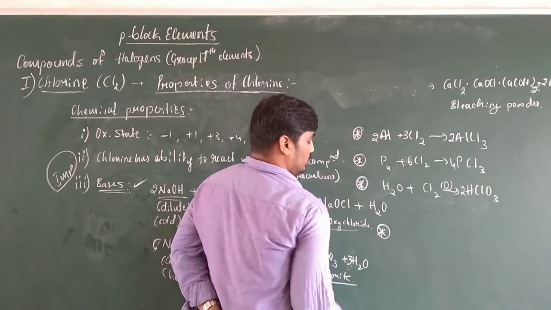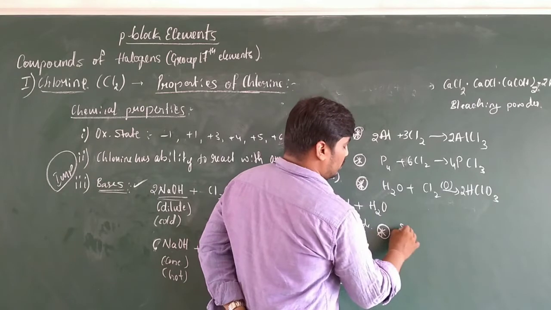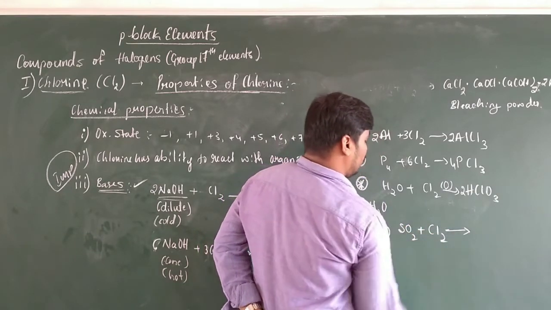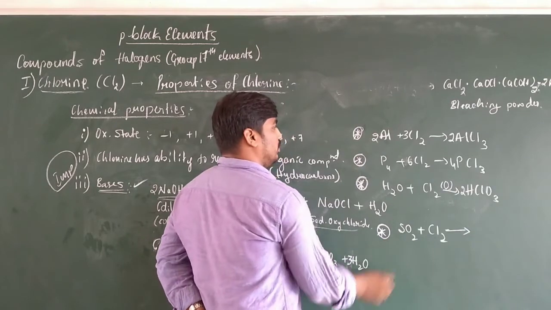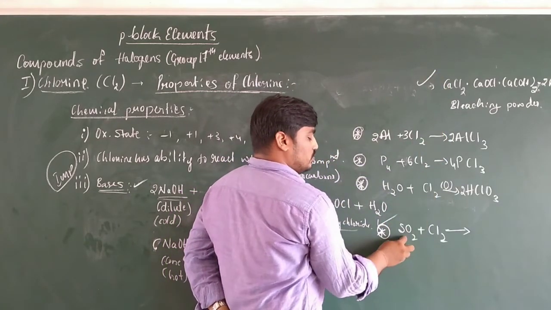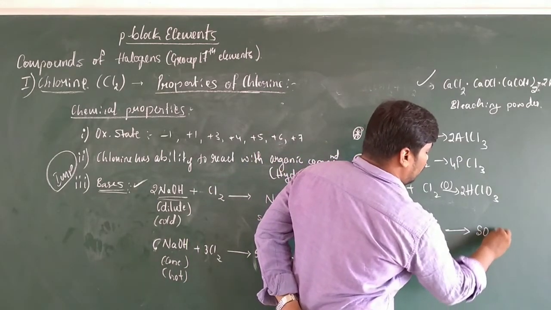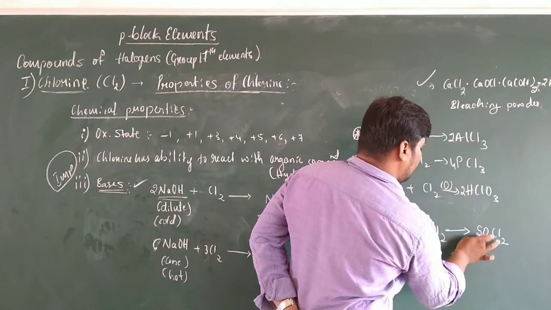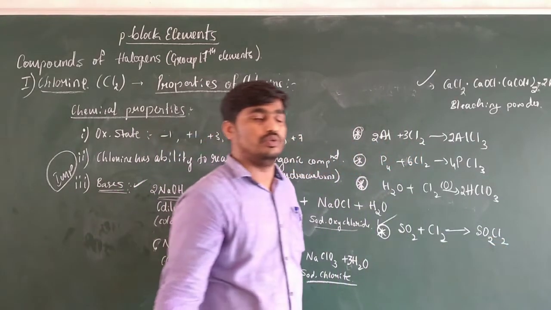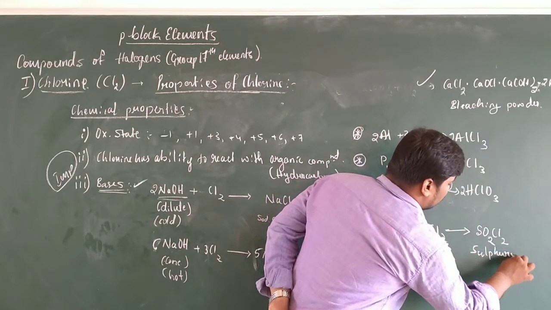Next, chlorine reacts with sulfur dioxide. It is important, please note it down. This reaction is important. Sulfur dioxide reacts with chlorine. It gives sulfuryl chloride, SO2Cl2, nothing but sulfuryl chloride.